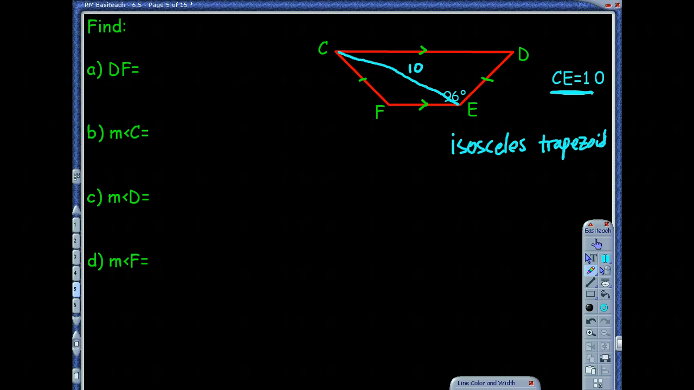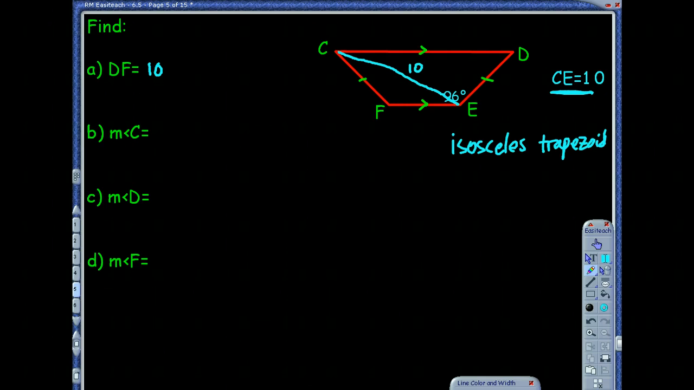All right, let's start with DF. DF is that other diagonal. We know that the diagonals in an isosceles trapezoid are congruent, so I know that that's 10. If you had to explain it, I love what you said: diagonals are congruent in an isosceles trapezoid. Yes. All right, moving on.